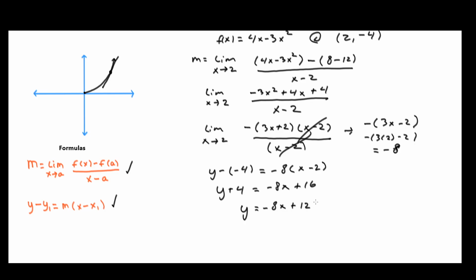So that's it. If you're asked to find either the slope or the equation for a tangent line to a curve using a limit, typically you're just going to want to use this equation, and then it's pretty straightforward. Once you find your slope, then just use our classic point slope formula from algebra.